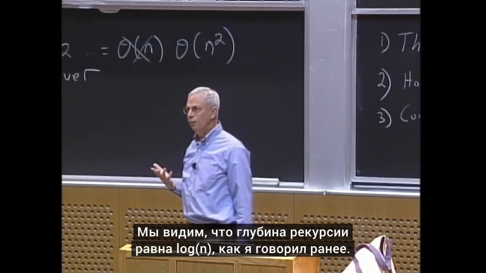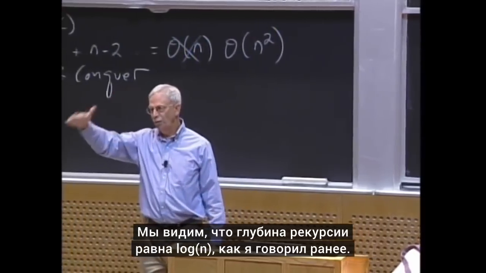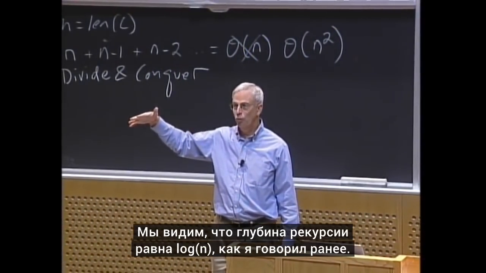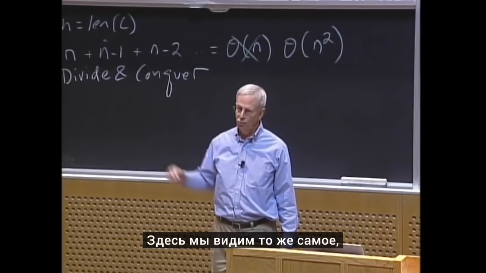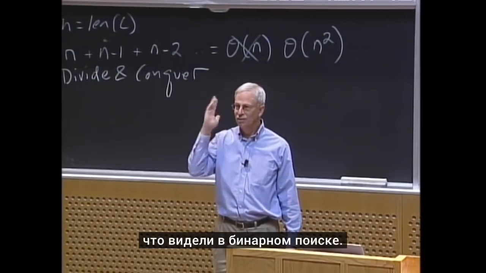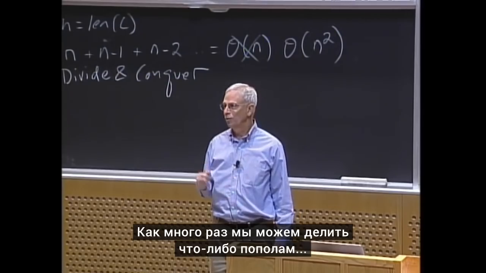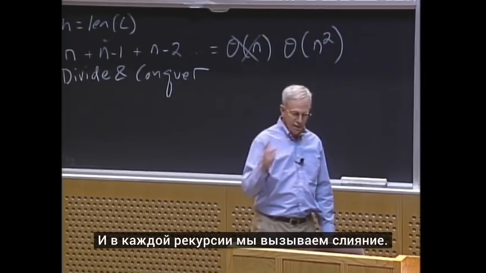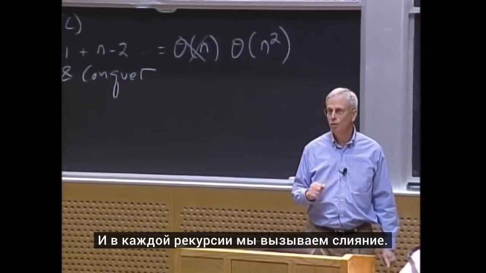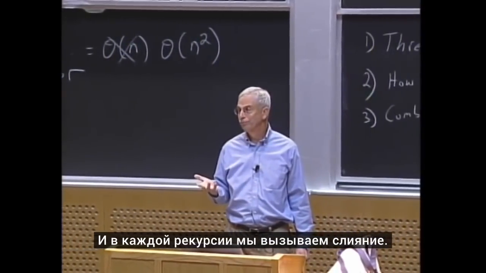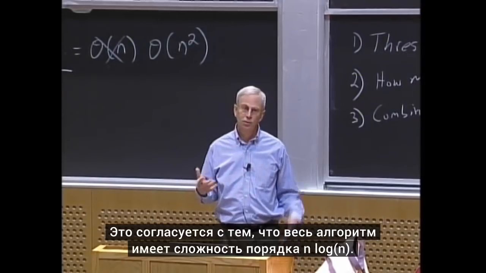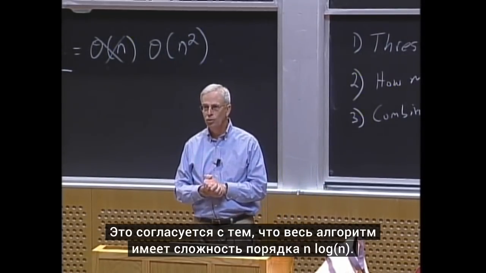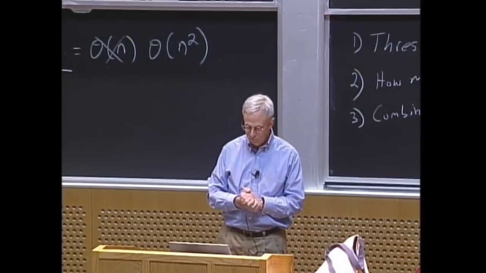So we can see that the depth of the recursion will be log n, as observed before. This is exactly what we looked at when we looked at binary search. How many times can you divide something in half? Log n times. And each recursion we're going to call merge. So this is consistent with the notion that the complexity of the overall algorithm is n log n.